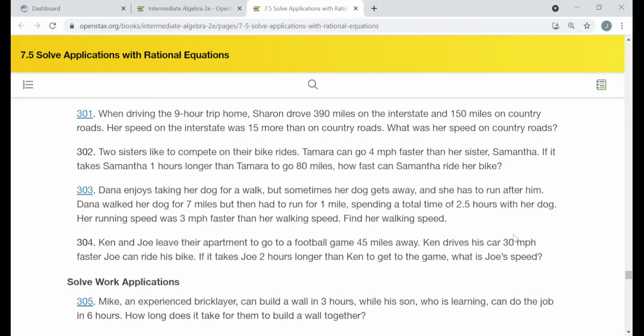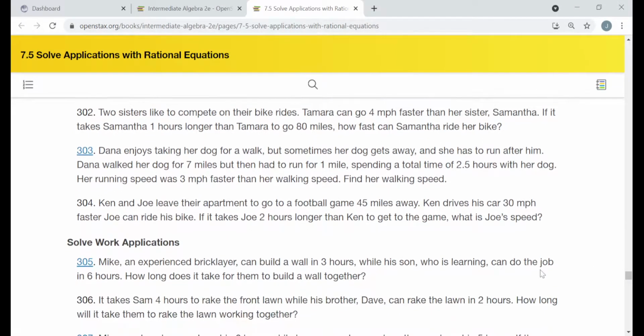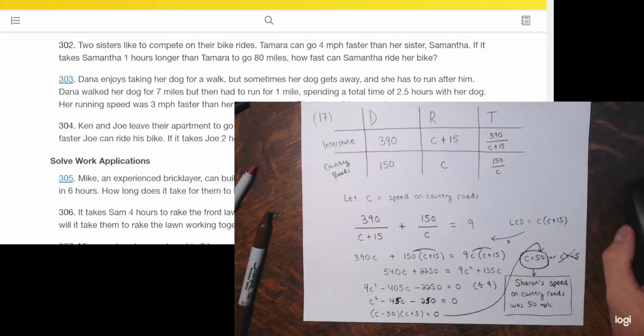This is exercise 302. Two sisters like to compete on their bike rides. Tamara can go 4 miles per hour faster than her sister, Samantha. If it takes Samantha 1 hour longer than Tamara to go 80 miles, how fast can Samantha ride her bike? So we have two trips here, two types of travel. Tamara is riding and Samantha's riding. So this is example 18.